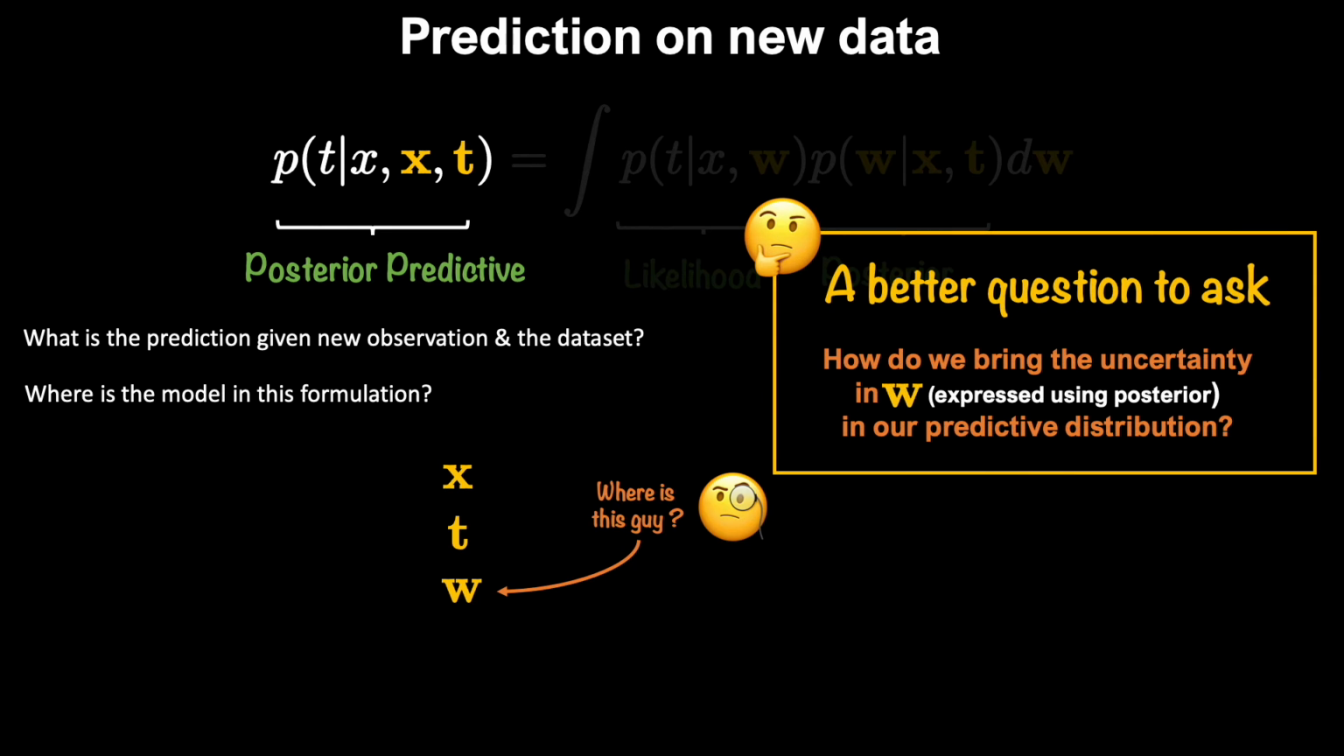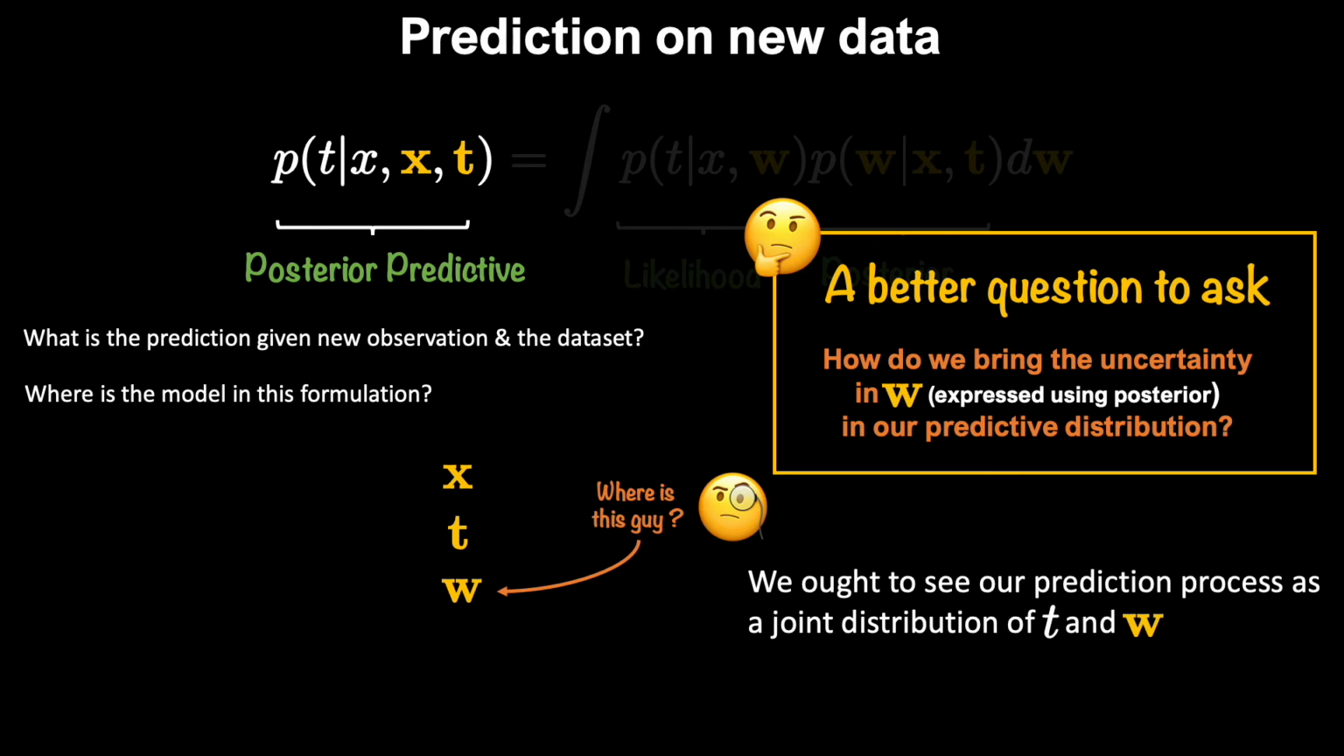Let me first bring our question here so that we do not forget about it. You see, our primary goal here is to include the uncertainty in W when we make the predictive distribution. And here, the way it is written, there is not even a W there. The way we think about it now is that we ought to see our prediction process itself as a joint distribution of T and W. And thinking in terms of a prediction process that consists of two random variables, T and W, is good. But then when we want to get the prediction, that is T, we have to marginalize the weight variable.